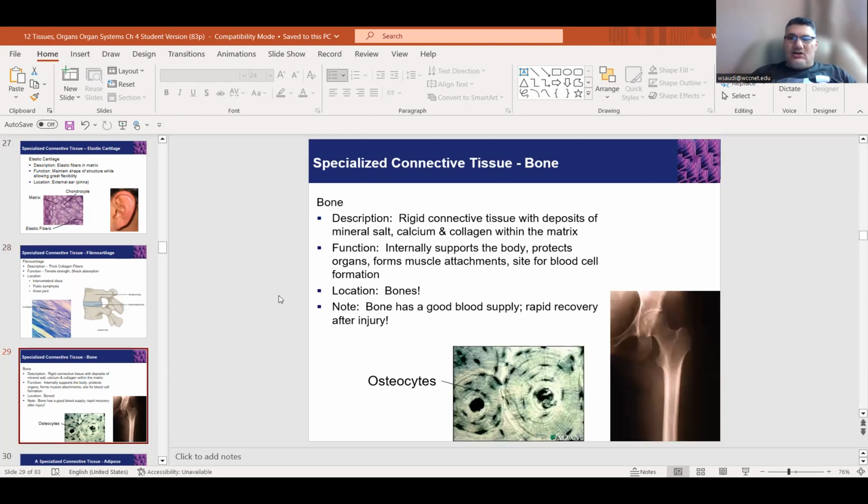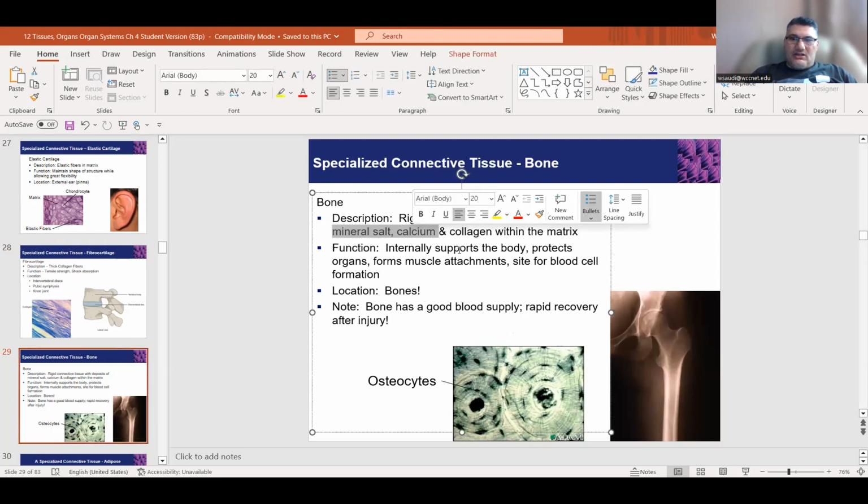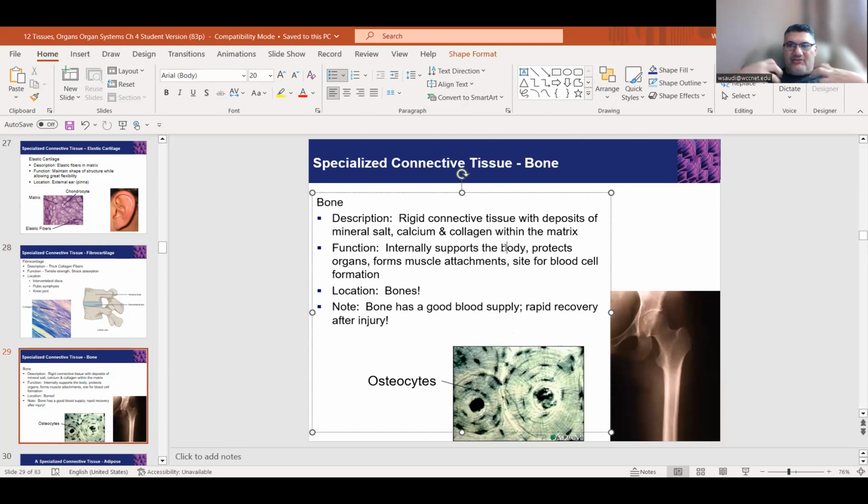Next, of connective tissue, is bone. You have to know the function of the bone. What's the function of the bone? The bone is rigid connective tissue. What's the function? Storing minerals like calcium, supporting your body. What do you mean supporting my body? If you don't have bone, your skeleton, the body is not supported, you will collapse.